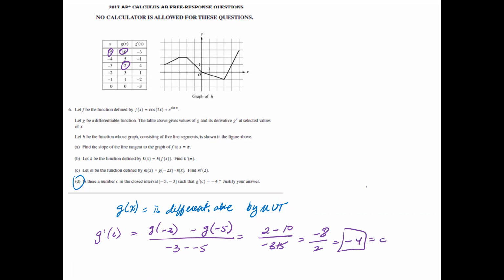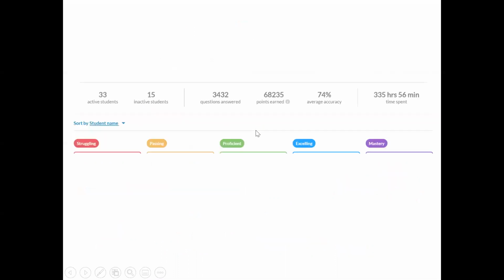So for some C in between A and B, the slope is negative 4. And A and B are negative 5 and negative 3. All right, you guys, that concludes the question for this one.